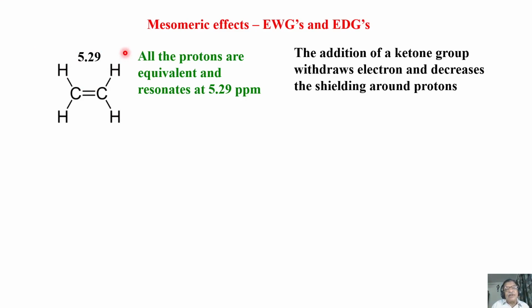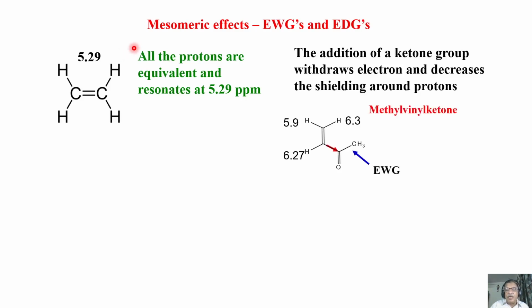Now, we add one ketone group. What is a ketone group? It is C double bond O, or CH3 group we add. Knock out this proton, any of them you can take. I took an example. Knock out this proton and put a ketone group. Now this molecule is methyl vinyl ketone. Is there a symmetry for this molecule? Now compared to ethylene, look at this molecule. The symmetry is broken because of the addition of this group. And this is an electron withdrawing group.